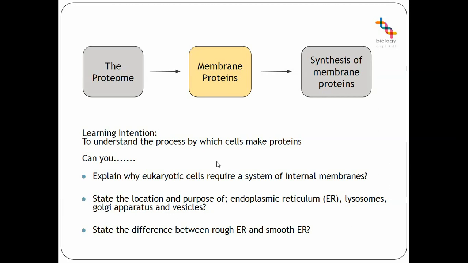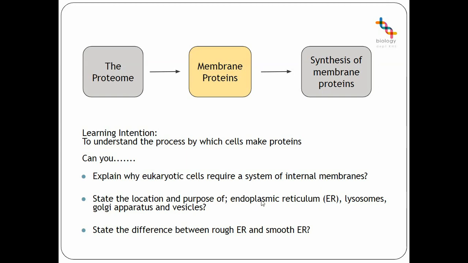So by now you should have a good idea why eukaryotic cells require a system of internal membranes, really because it allows for compartmentalization of the important parts of the cell organelles, and also it provides an increased surface area for the vital functions performed by the internal membranes to be able to happen. You should also be able to spot an endoplasmic reticulum, lysosomes, Golgi apparatus and vesicles if you're shown them in a diagram, and be able to give the purpose of each of these.